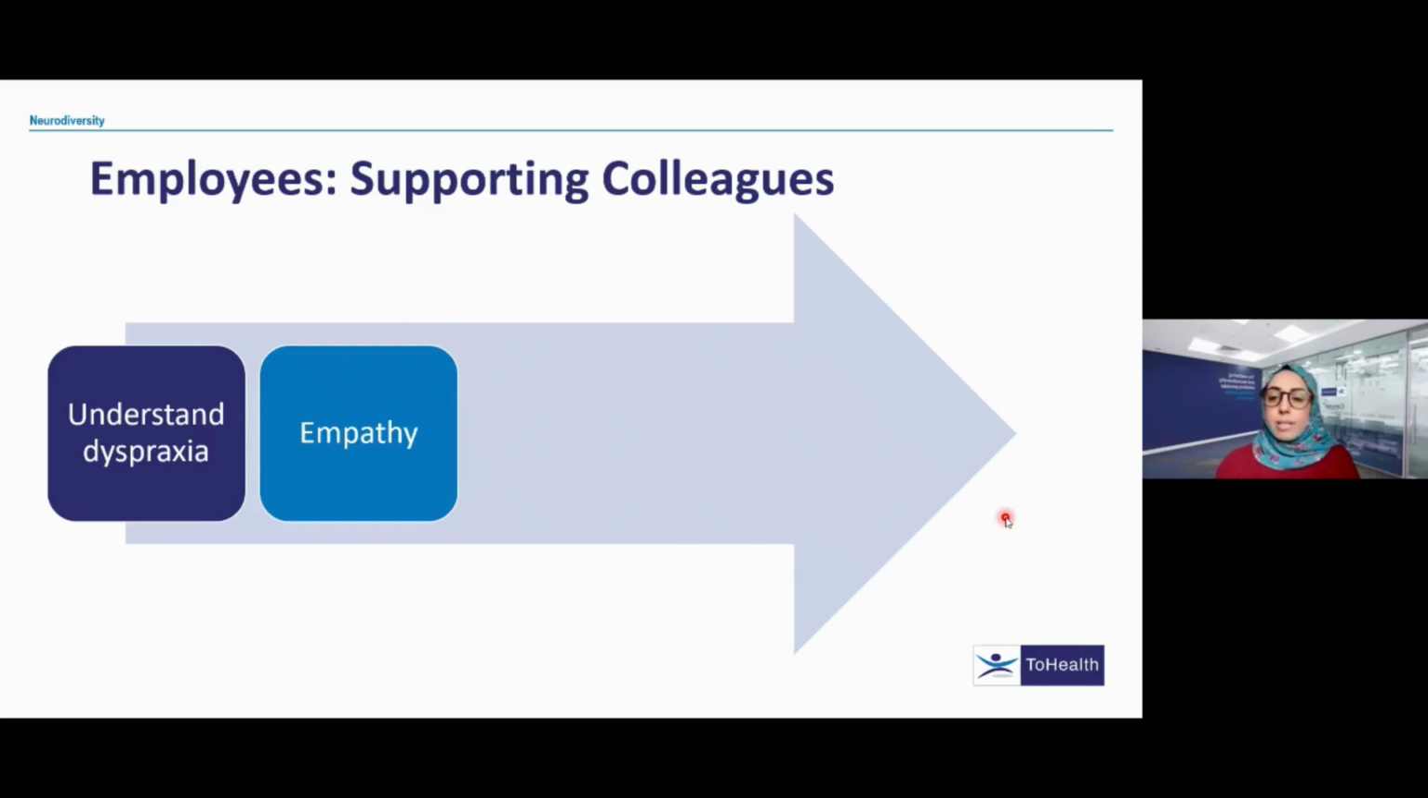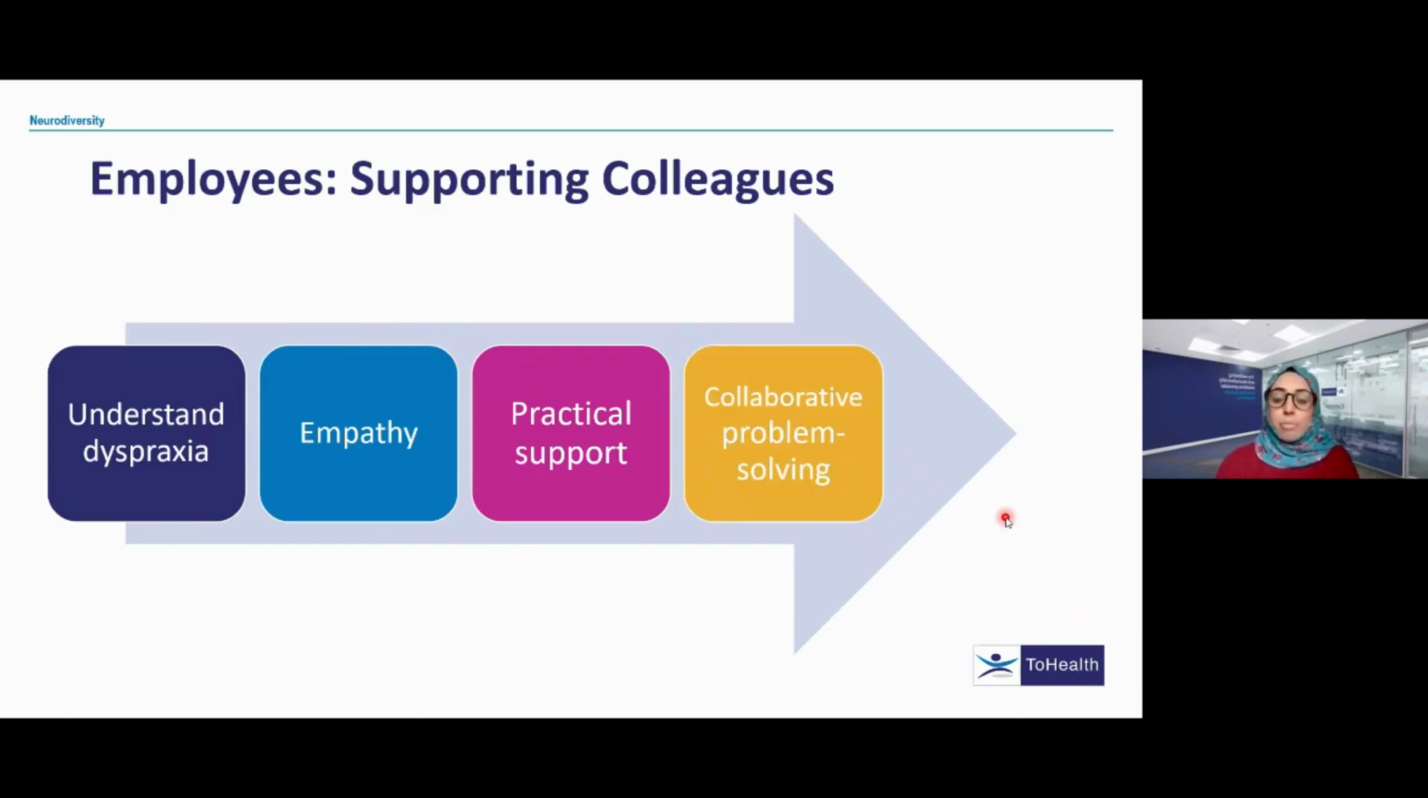Try to cultivate empathy amongst colleagues. So try to celebrate and embrace differences rather than stigmatizing their differences. So try to learn practical ways to offer support. So small gestures such as assisting with organising workspaces or providing clarification, that can also make a significant difference.